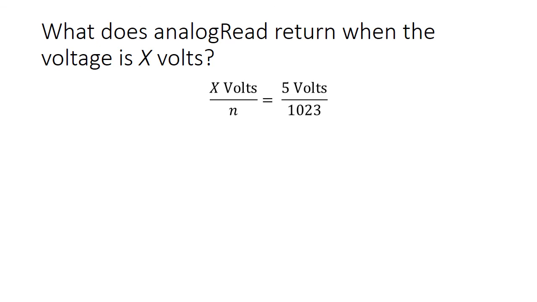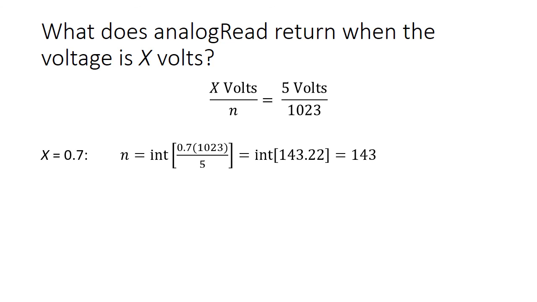We know that 5 volts corresponds to 1023. We'd like to know what some arbitrary voltage that's somewhere between 0 and 5 corresponds to. What integer value would that correspond to? We can use these proportions, this relation, to develop an expression that will help us obtain the value of n. So this is what it is.